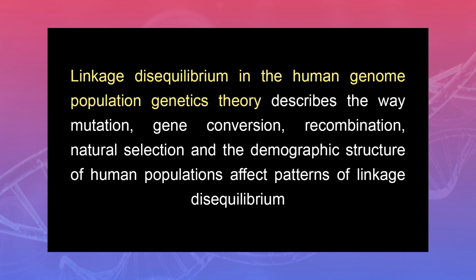Linkage disequilibrium in the human genome: population genetics theory describes the way mutation, gene conversion, recombination, natural selection, and the demographic structure of human populations affect patterns of linkage disequilibrium. These forces vary along the genome and are generated by highly stochastic, that is, probabilistic processes, so there is currently not a major scientific solution to predict the linkage disequilibrium pattern in any particular genomic region, and it must be assessed empirically in appropriately chosen samples.